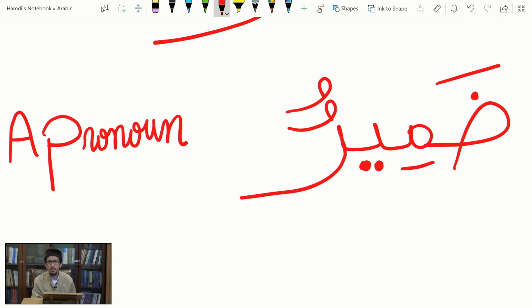So ضمير means the small noun, basically. The little one. ضمير. The skinny, the little, the hidden noun. The hidden subject. It's hidden, it's not manifest.